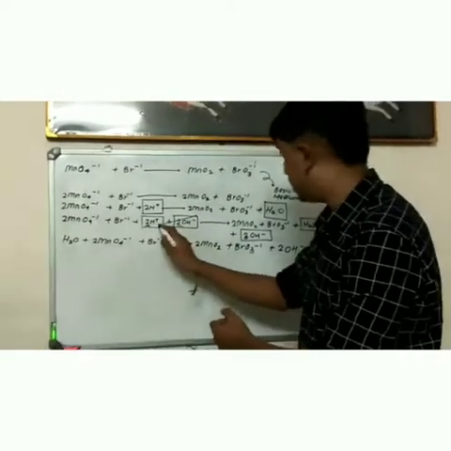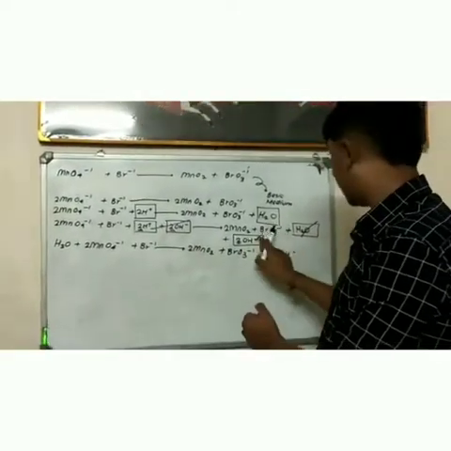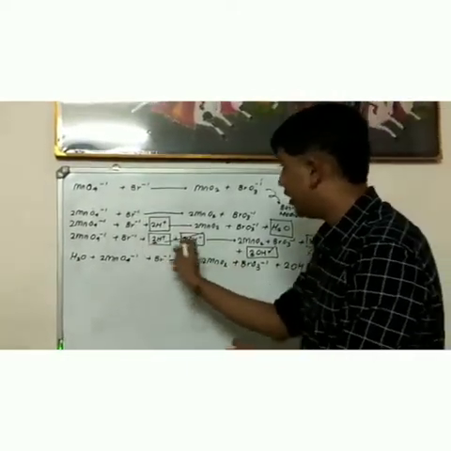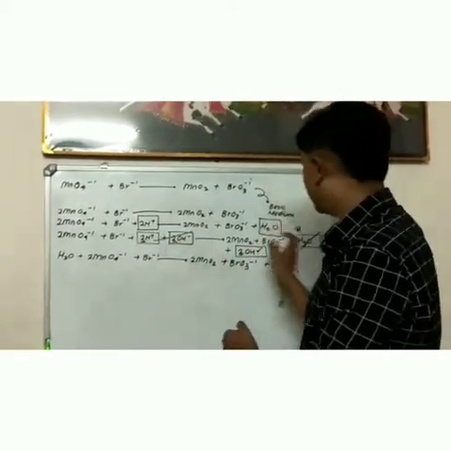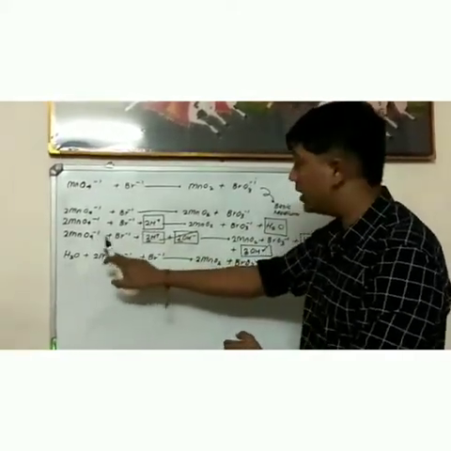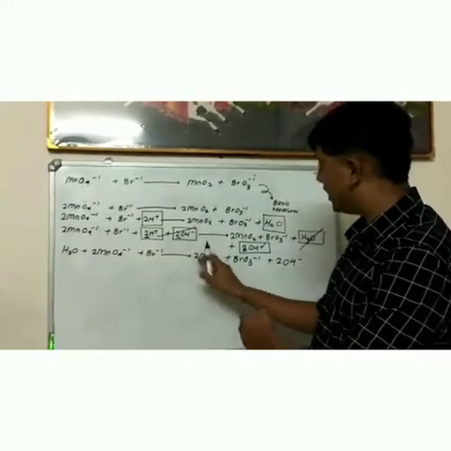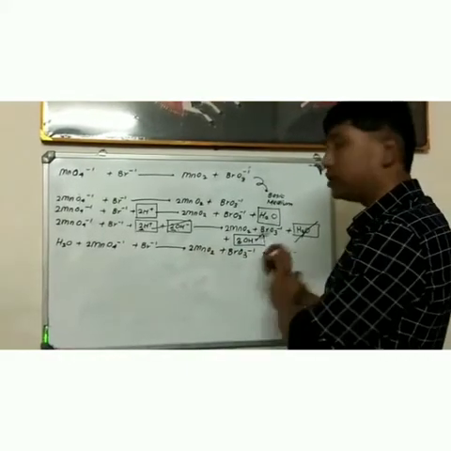Therefore this term and this term will get cancelled. This term and this term will get cancelled. And finally we will have one H2O on the LHS because this is 2 and this is 1. Therefore H2O plus 2MnO4 minus 1 plus Br minus 1 gives 2MnO2 plus BrO3 minus 1 plus 2OH.